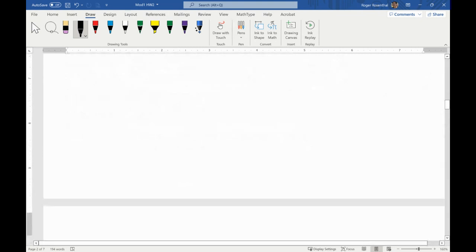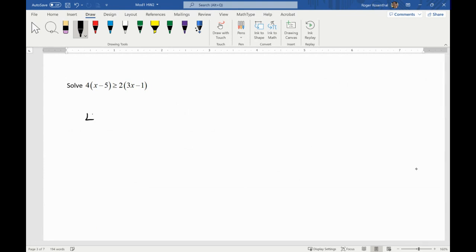Okay, moving on. We're going to solve this inequality. To solve this, I'll first simplify the left. That's 4x minus 20. I'll simplify the right. That is 6x minus 2. I will then move the 6x over to the left. You know what? I'm going to do this a different way. I can, and it's fine.